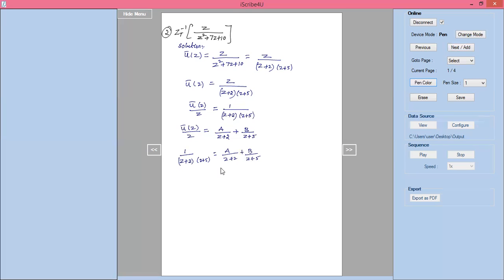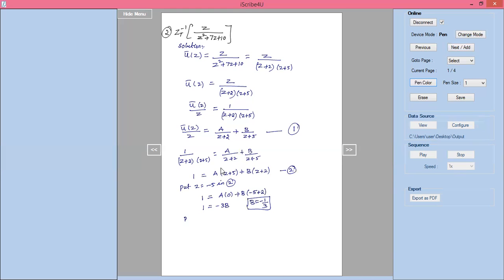Now I can cross multiply this. If you cross multiply, you get 1 equals a into z plus 5, plus b into z plus 2. I will take this as equation number 1 and this one as equation number 2. Now put z equal to minus 5 in equation 2: a into 0 plus b into minus 5 plus 2, which is minus 3b, so 1 equals minus 3b, b equals minus 1 by 3.